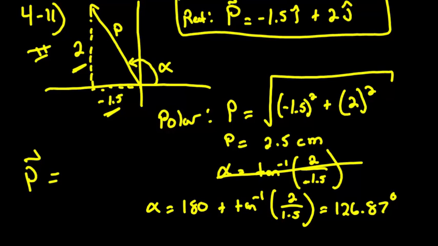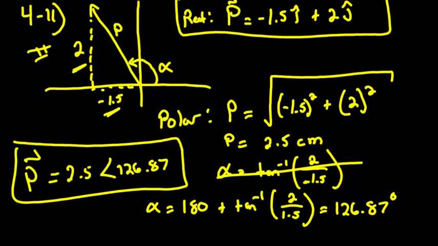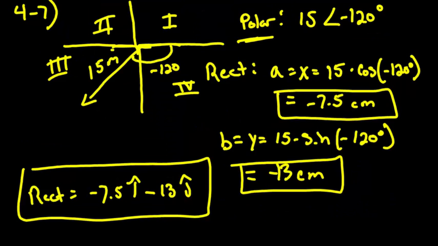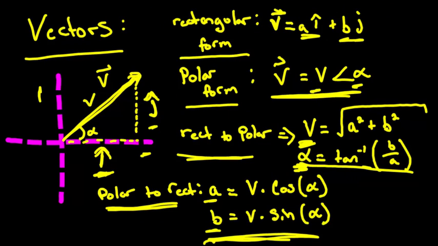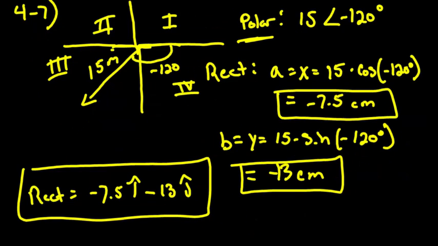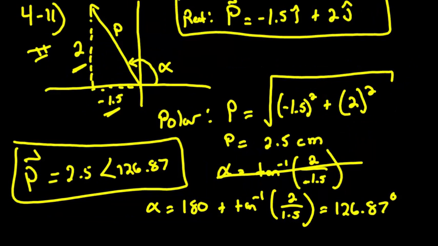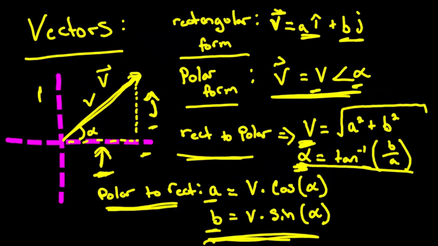And so the polar form of this vector P is equal to the magnitude, 2.5, at an angle alpha, which is 126.87. So from this first slide, we were able to derive the two problems that were given, and using that first slide, you should be able to answer all of the problems in this section. Thank you. I hope you enjoyed this video.